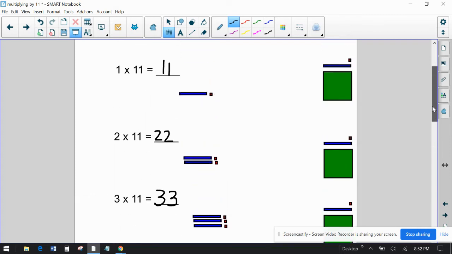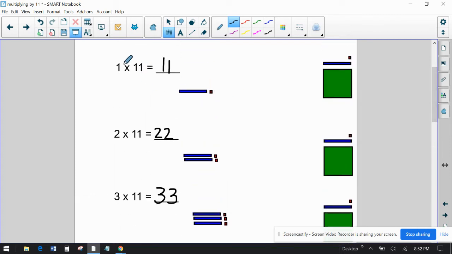Okay, so you hopefully have noticed by now that with these single digits, when we're multiplying by 11, all we're doing is duplicating the factor that you're multiplying by 11. We duplicated the 1, put it in the tens place and the ones place. We're duplicating the 2, so the product has a 2 in the tens place and a 2 in the ones place. Same with the 3.